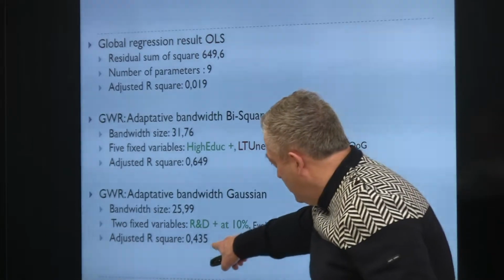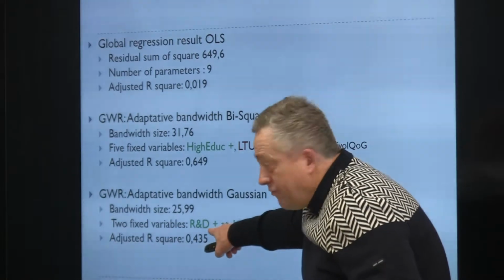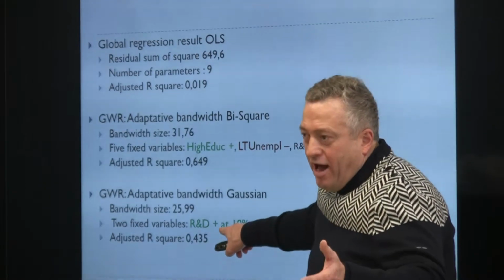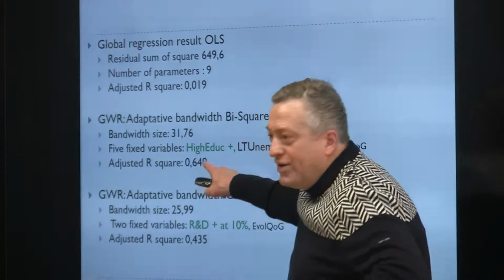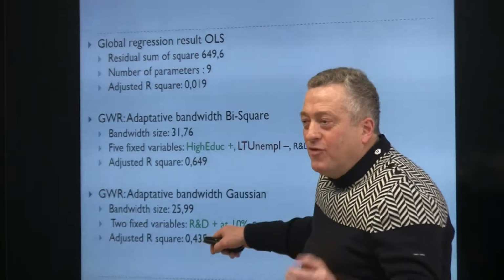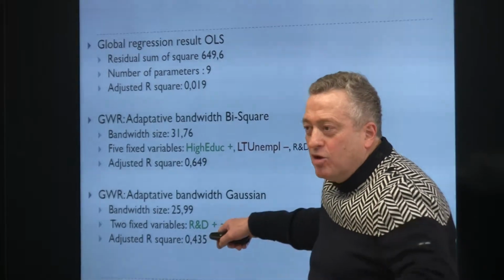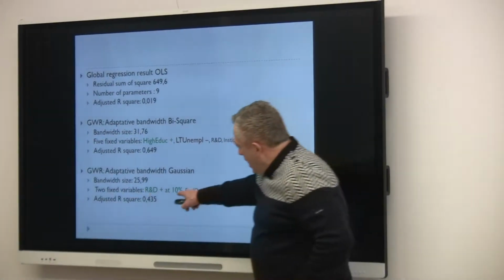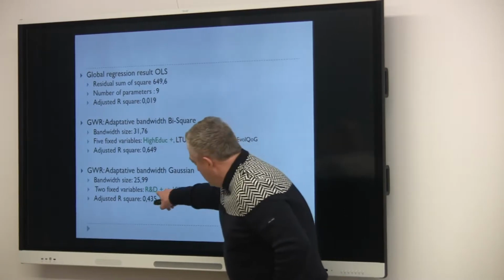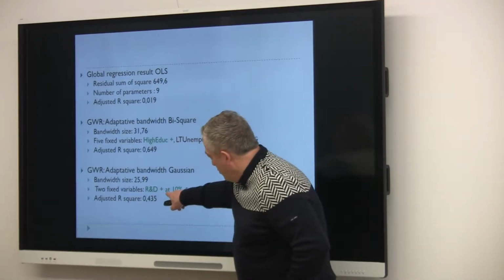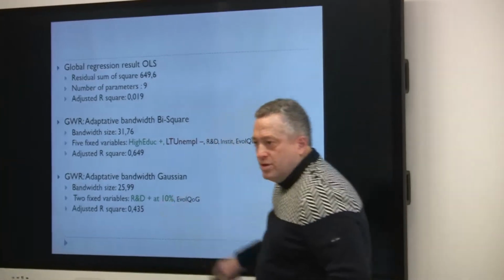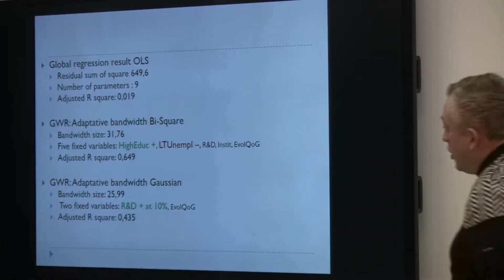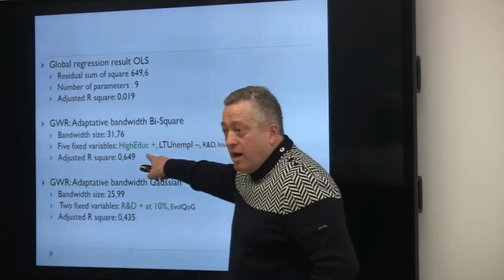And with this kind of model, now you have only 2 fixed variables. The results depend a little bit on the weight that is chosen. But I have chosen to have a large perspective, and you have only 2 fixed variables, and R&D is significant with a plus at 10%. So all the other variables are locally variable.